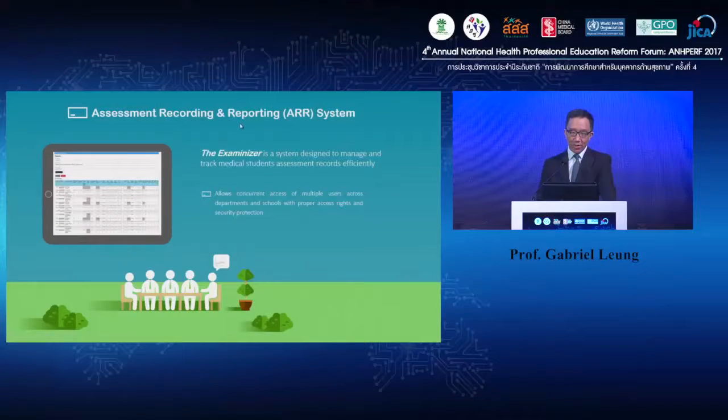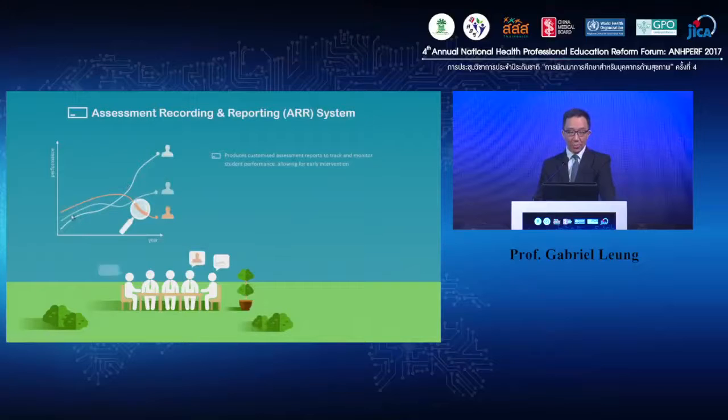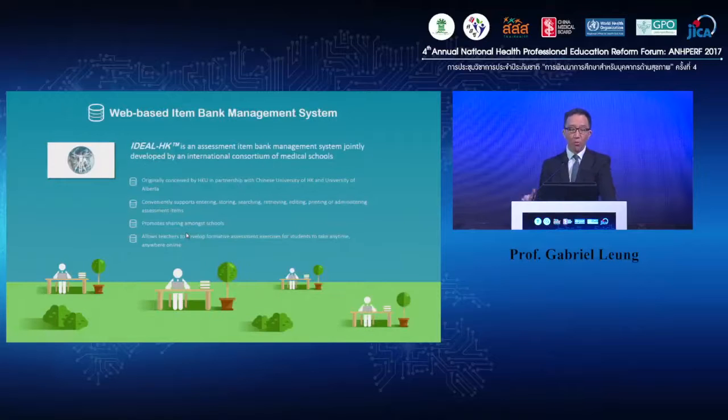The next thing we do is assessment, recording, and reporting. We have a software called the Examinizer, which is really to track how students do throughout the 6 years in medical school. We allow concurrent access of different users across different years. So this is a multi-user, multi-interface program to track student progress. And once you are able to identify somebody who might be falling off a cliff, before they really do fall off a cliff, then you can intervene. And that's the whole point of having this system.